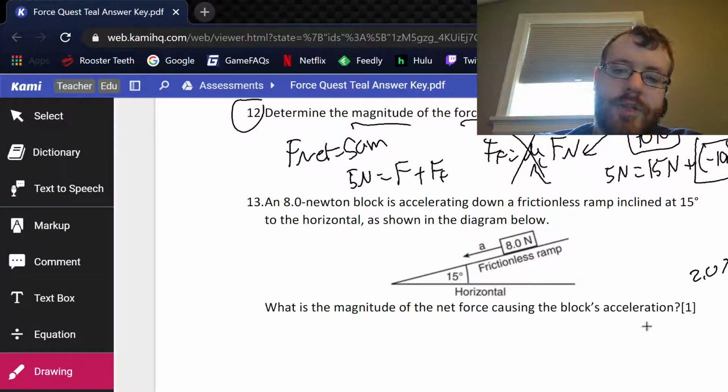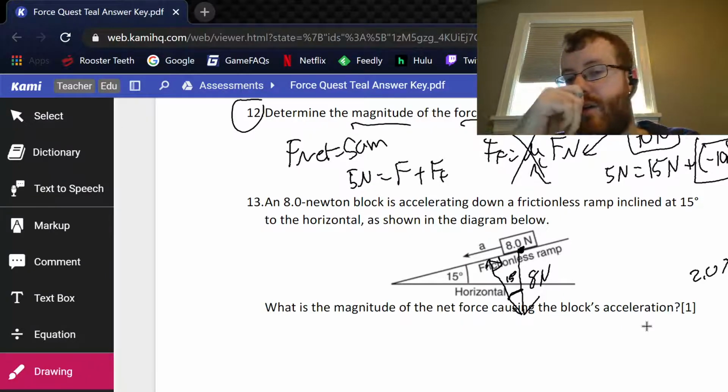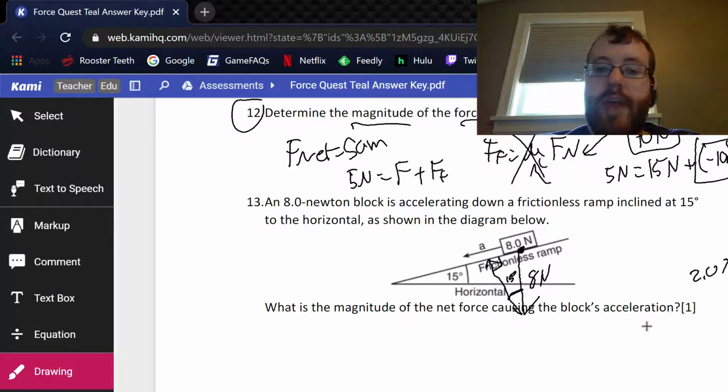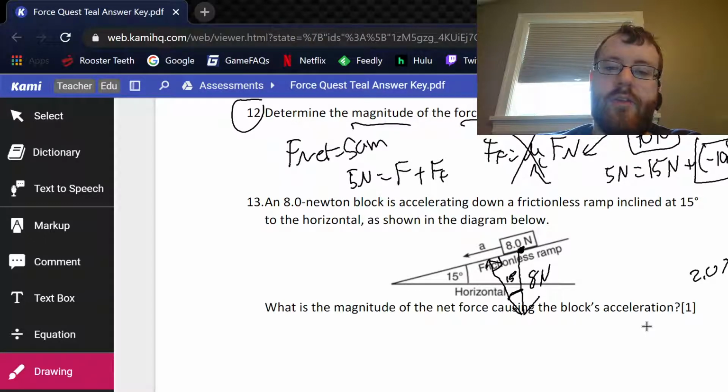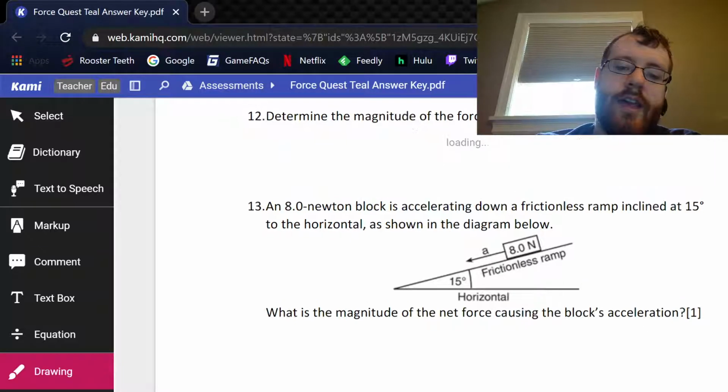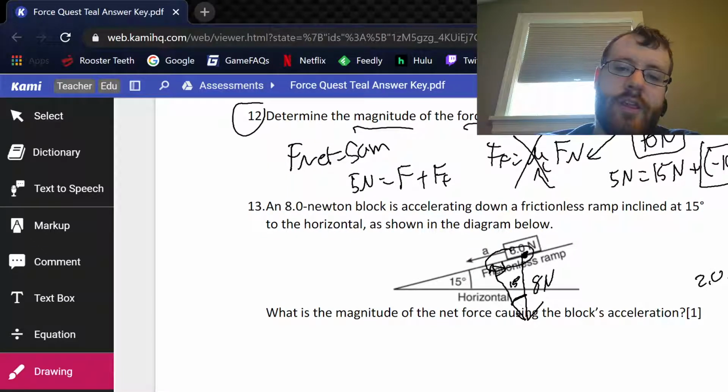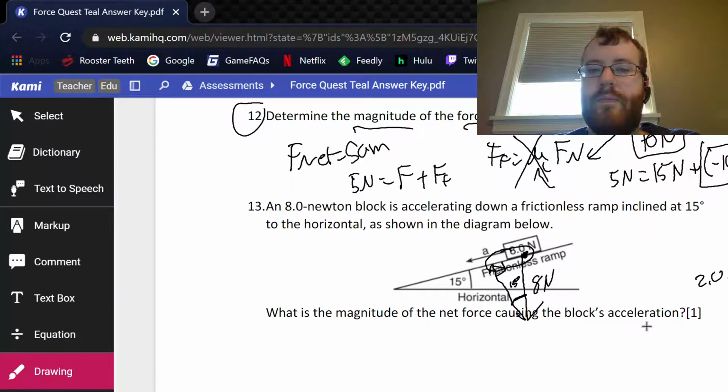We got a ramp question. Again, for these, I like drawing the arrow straight down through the ramp, and that connects back up to the ramp, so it makes a 90-degree angle. This angle right here is 15 degrees. 8 newtons is my gravitational force going down, because again, weight is the same as force of gravity. And so this is just a sine, cosine, tan. What is the net force causing the block to accelerate? That is this side of the triangle.